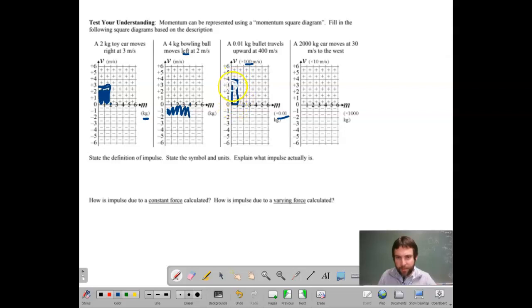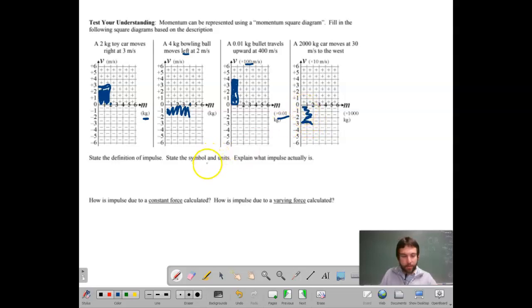Reminds me of being in first grade, kindergarten, something like that, when you first started adding and you had these little blocks that you stacked up, the unit blocks. A 2,000 kilogram car moves at 30 meters per second to the west. West we take to be negative: 2,000 kilograms, 30 meters per second.